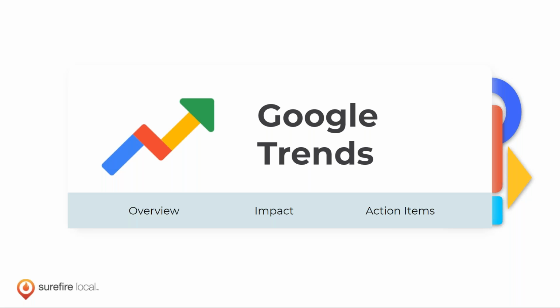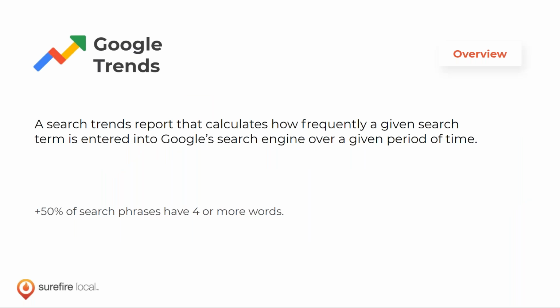Google Trends. This is a website that is really cool that a lot of people don't know about. It's a search trends report that calculates how frequently a given search term is entered in Google's search engine during a given period of time. What this means is that you can go into Google Trends, put in your geography, put in a search term, and see how often do people search for that term.